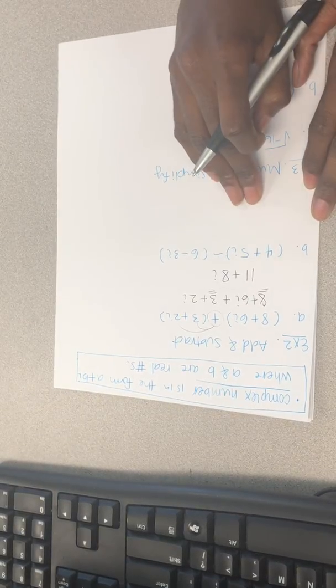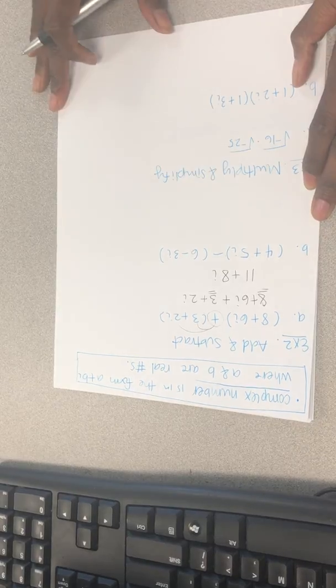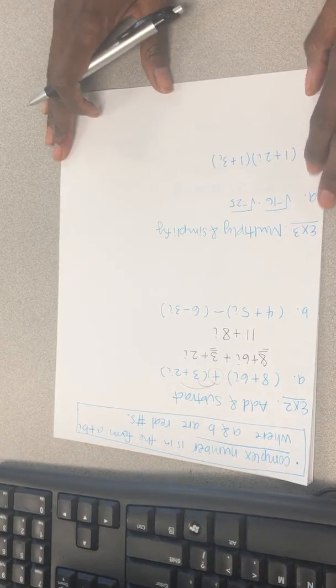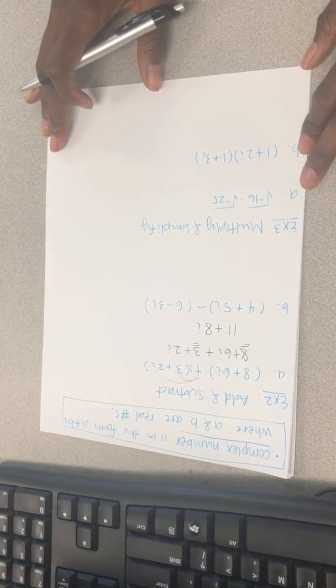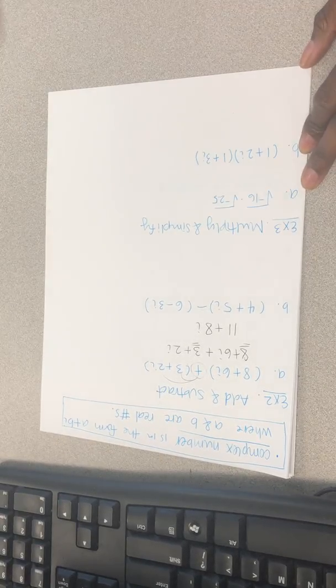All right, I want you guys to do example 2B, and I'm going to move on to example 3, okay? Here we want to multiply.